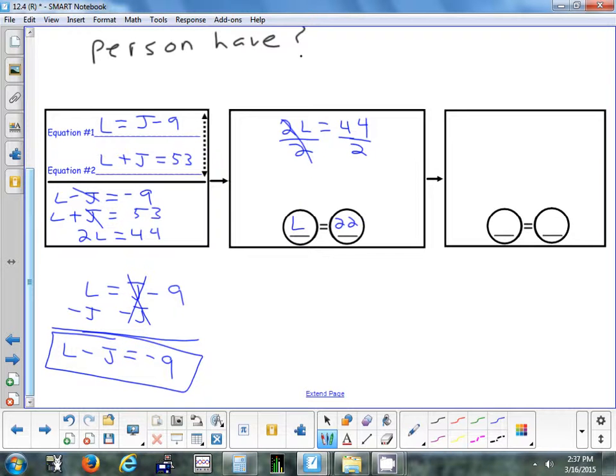So now we can use our second equation. L plus J equals 53. So 22 plus Juanita equals 53. What's my last step? Subtract 22. 3 minus 2 gives me 1. 31. So Juanita is 31.